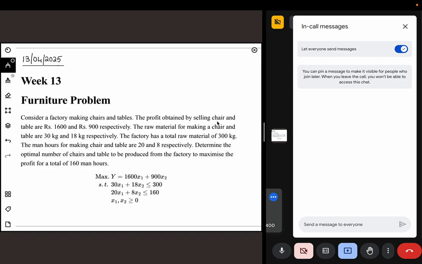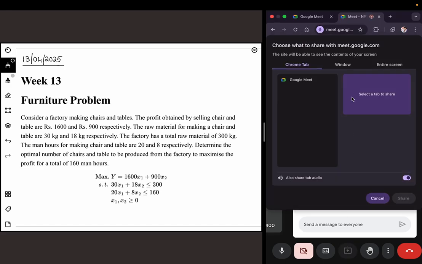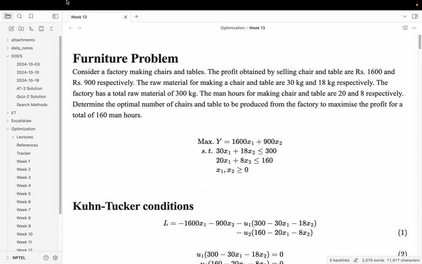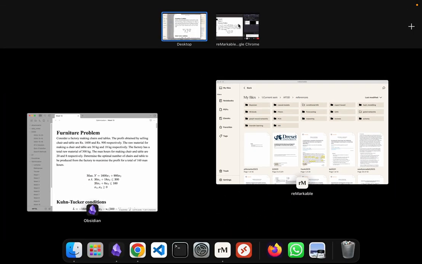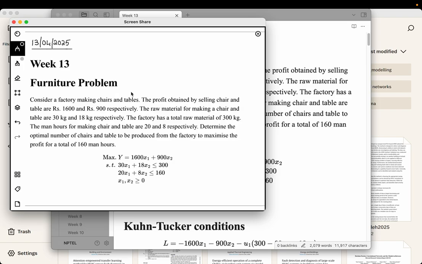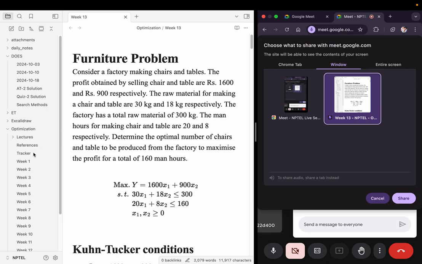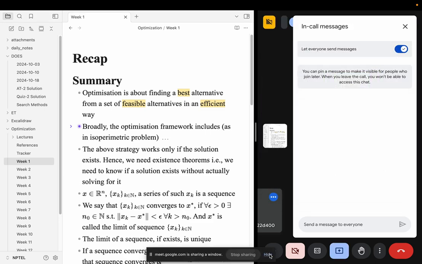I think I'm sharing a wrong screen. Just give me a second. Share my screen. Yeah, I think now you can see my screen.